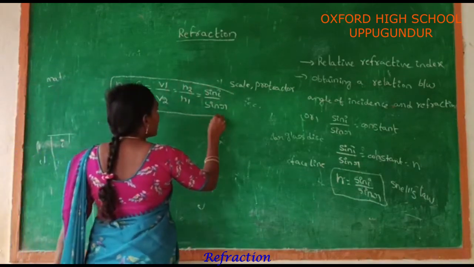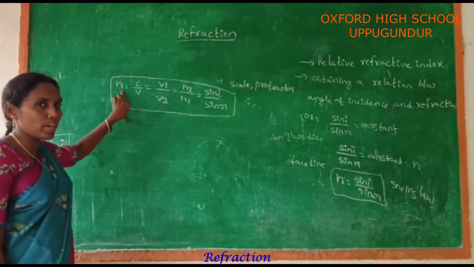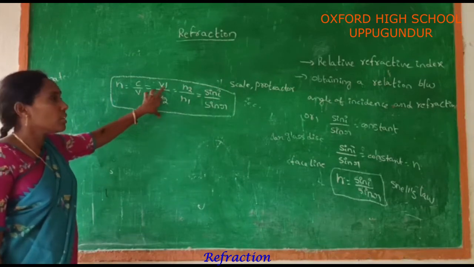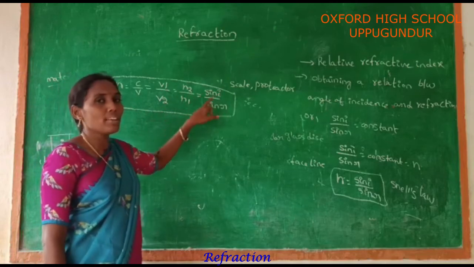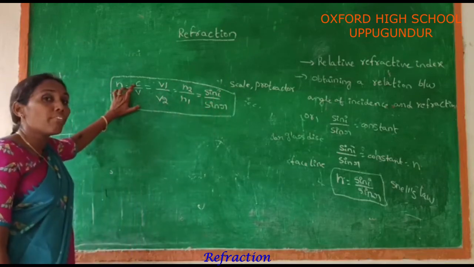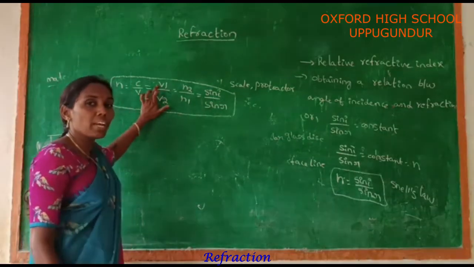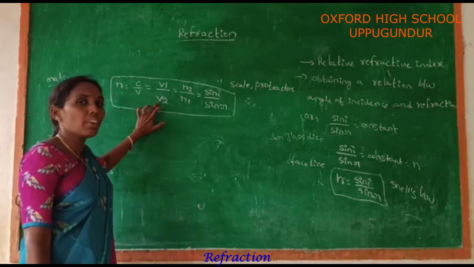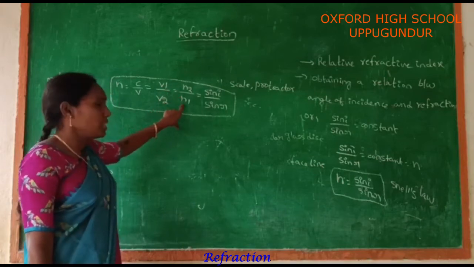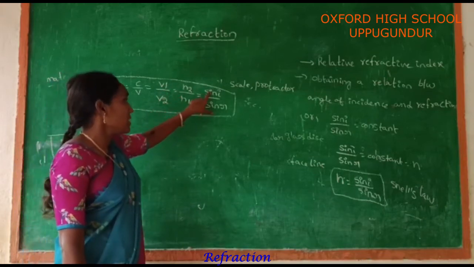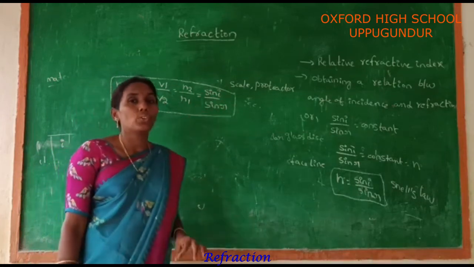This is the formula to find the refractive index of the given material: n equals c by v equals v1 by v2 equals n2 by n1 equals sin i by sin r. Here c is the speed of light in vacuum, v is the speed of light in any medium, v1 and v2 are the speeds of light in the first and second medium, n2 and n1 are the refractive indices of the second and first medium, and sin i and sin r are the sines of the angle of incidence and angle of refraction.